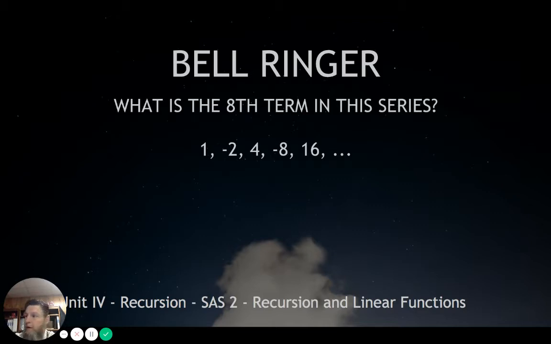So let's look at this bell ringer. Bell ringer says, what is the eighth term in this series? We're doing 1, minus 2, 4, minus 8, 16, and what is the eighth term? We're going through 5 terms. So the first thing we need to do is, what is happening to the terms when the next sequential number shows up? So the first number is 1, the next number is minus 2.